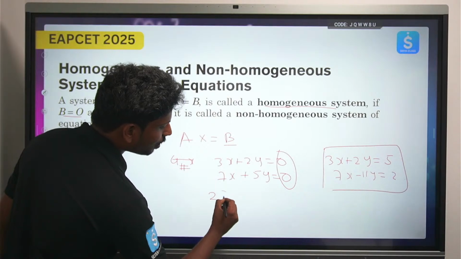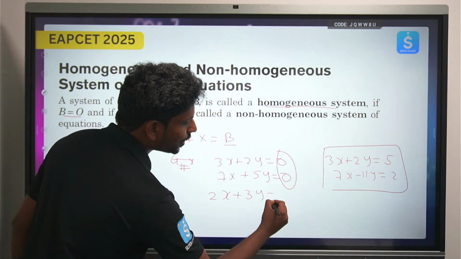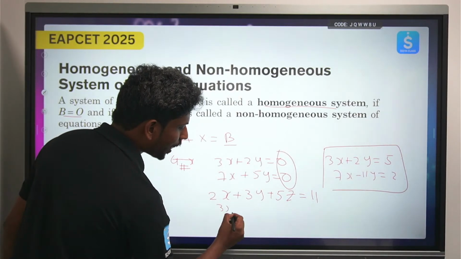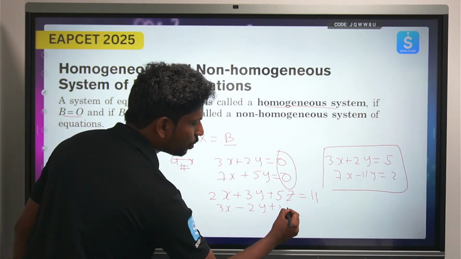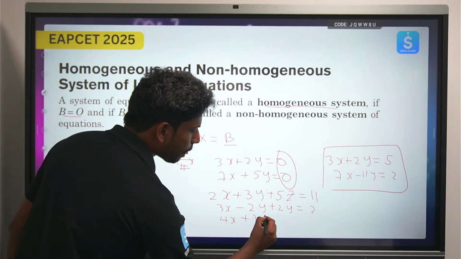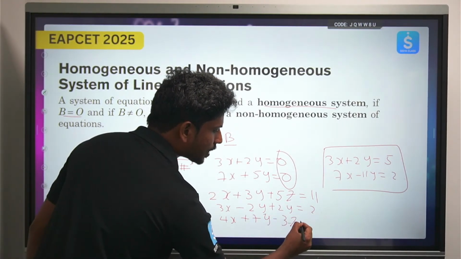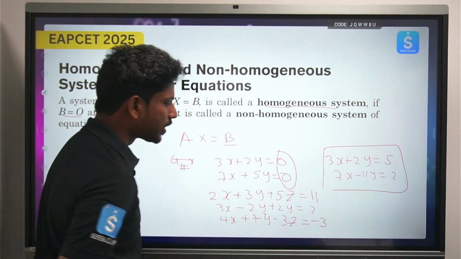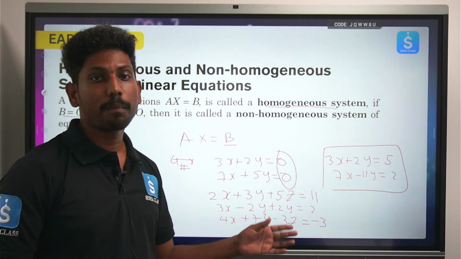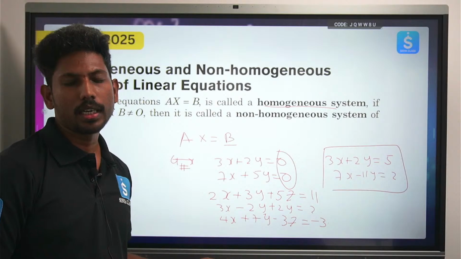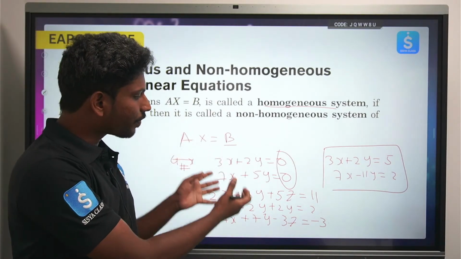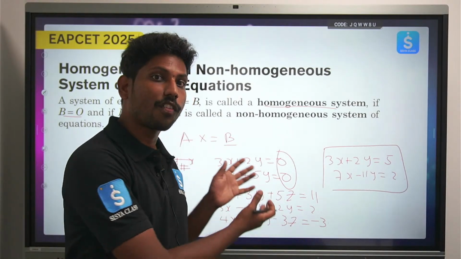So when I talk about the system of equations, 2x plus 3y plus 5z equals 11, 3x minus 2y plus 2z equals 2, 4x plus 7y minus 3z equals minus 3, these systems of equations will be in the form of planes. Now when we are trying to find the solution of this set of equations, we are trying to find the intersection of all these planes.